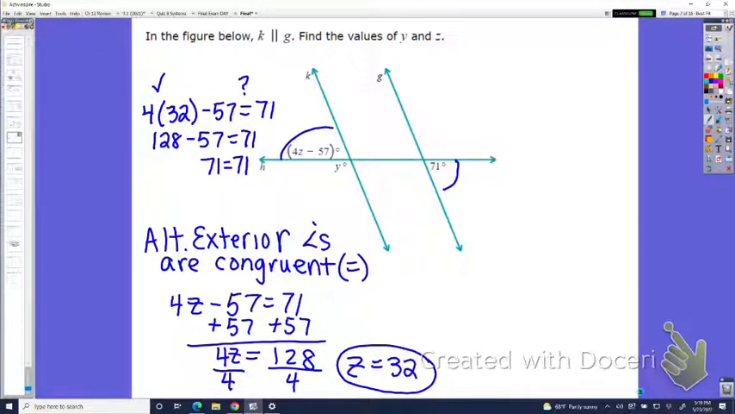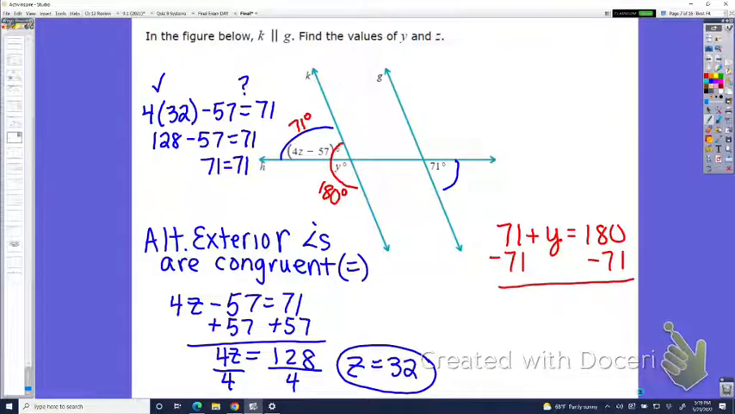So z is 32, and then also you should know that these two angles make 180 degrees. So you need to write another equation that says 71 plus some value of y equals 180. Since we already found that whole angle here had to be 71 degrees, we need to figure out what the other part is to add up to 180. So subtract 71. And you get 109 degrees for y.